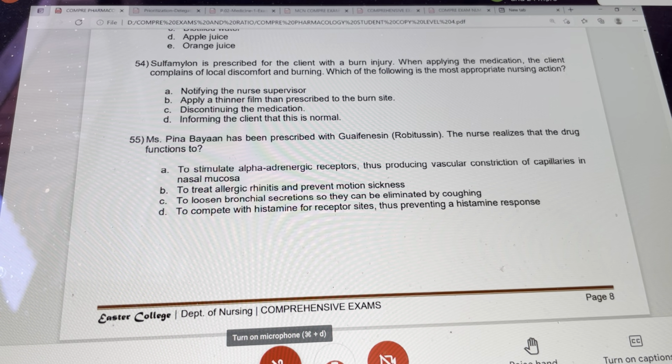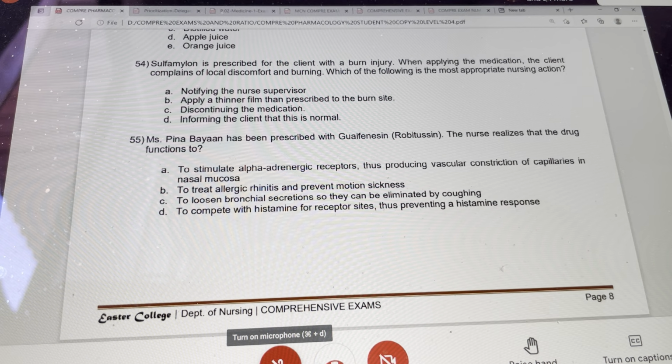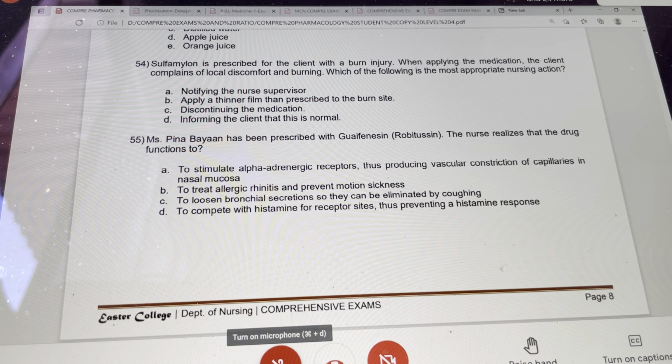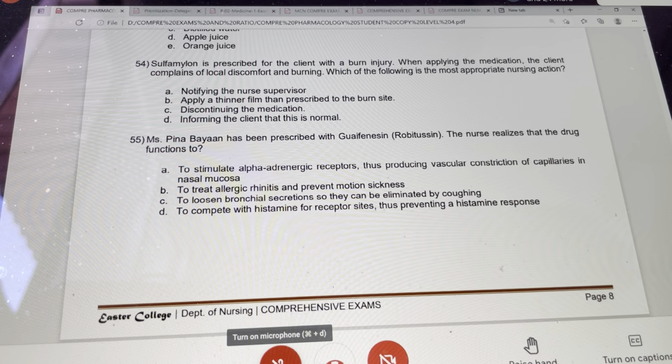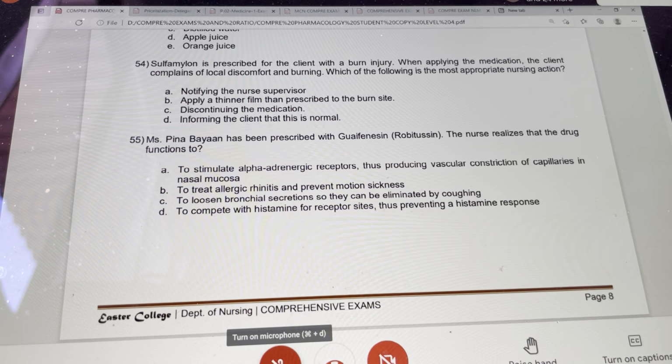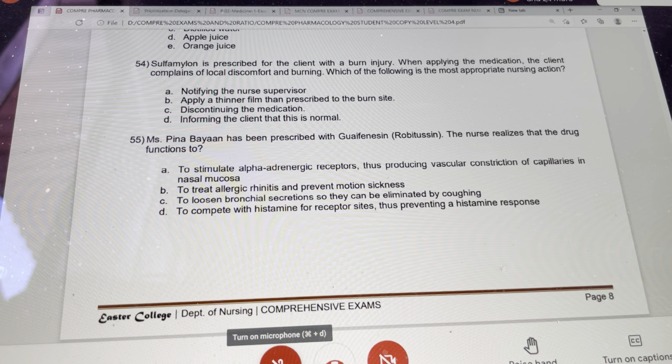So he has a burn injury. In order to reduce the number of bacteria present in those avascular tissues, your skin, the administration of Sulfamylon is advised. You should inform the client that the medication will cause local discomfort. What is that? There is heat or what letter? Burning sensation. So it feels a bit hot, and that is expected to be a normal reaction.